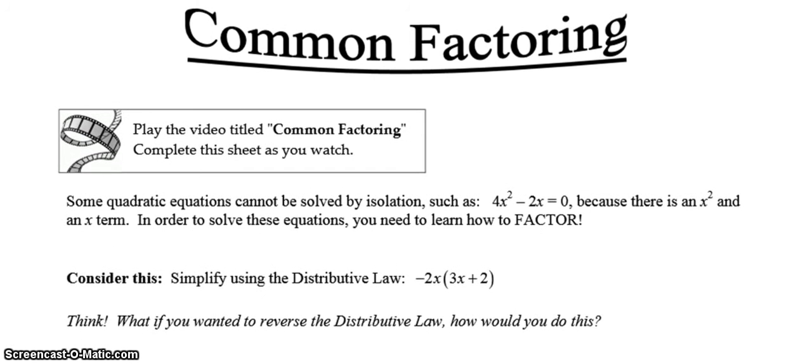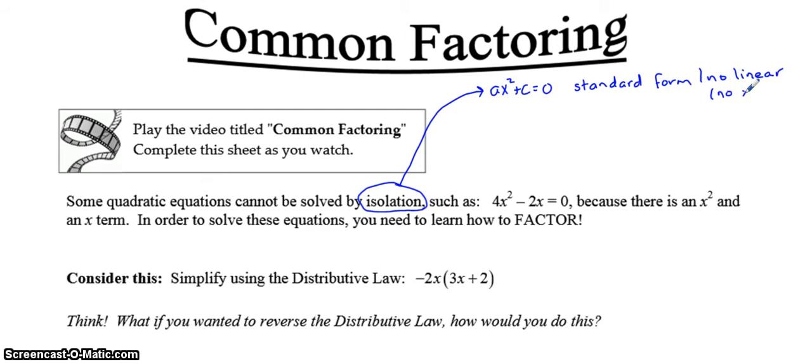Last day we started solving quadratic equations by using isolation, but there are some quadratic equations that cannot be solved using isolation. The only ones that can are quadratic equations like this, ax squared plus c equals 0, which means they're in standard form, and there's no linear term, which means there's no x term. There's an x squared and there's a constant, but there's no x term.